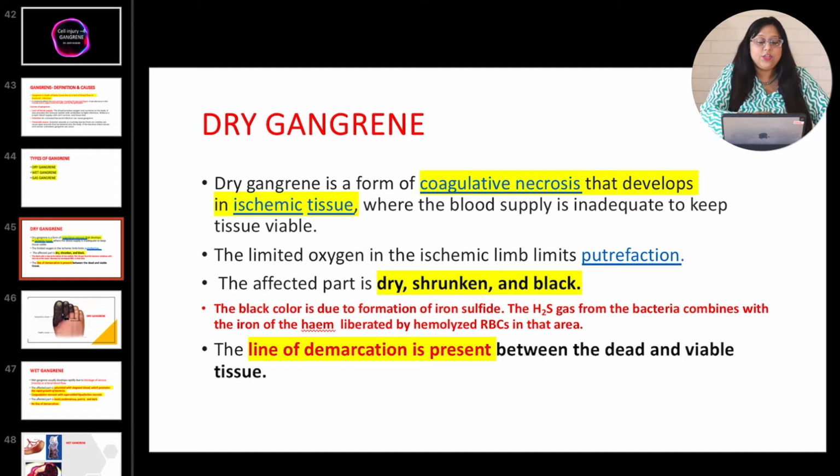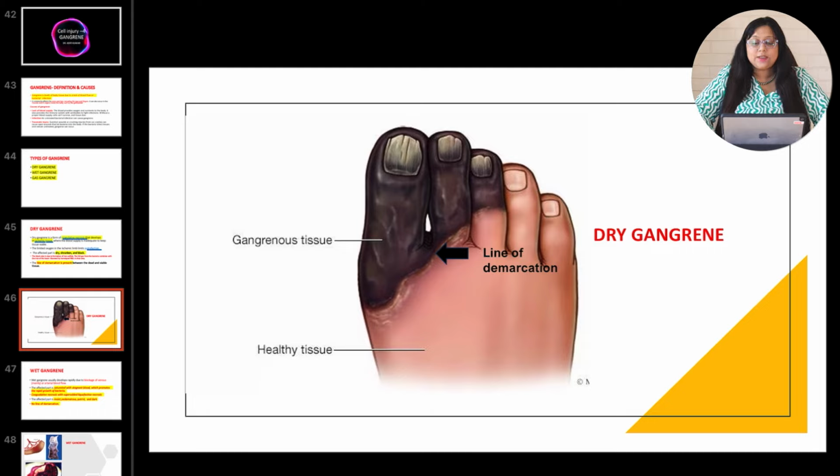I will show you an image. As you can see here, this is from a patient having dry gangrene of the foot. And as you can see, the blackish discoloration involving the great toe and the adjacent two toes is the gangrenous tissue, which is actually dry gangrene. You can note it is blackish and appears dry.